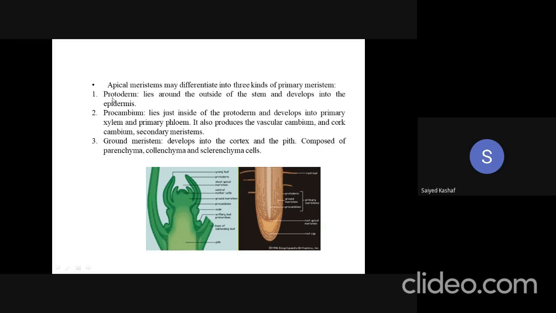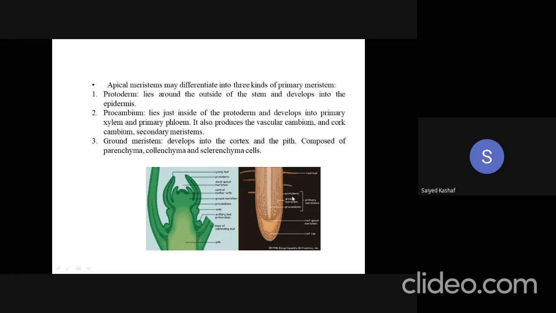meristem. The first one is the protoderm, which lies around the outside of the stem and develops into the epidermal layer of the plant. And the procambium lies just inside the protoderm and develops into the primary xylem and primary phloem, and it also produces the vascular cambium and secondary meristem. You can see this image. Are you able to see this picture clearly?